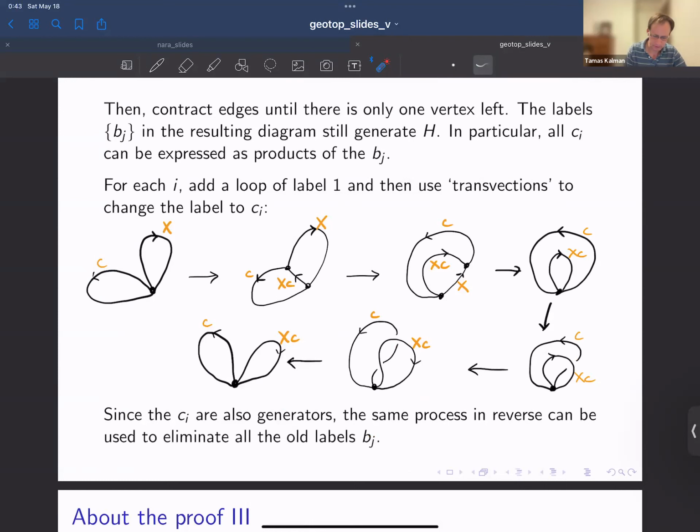How does that go? Well, here you do a vertex splitting. So you get a little edge here. The label of that is this product, X times C. That's because there is that requirement we talked about that the products around the vertices need to be trivial.